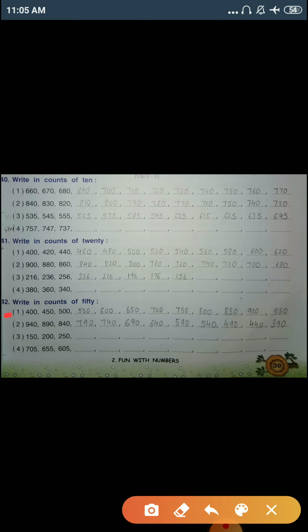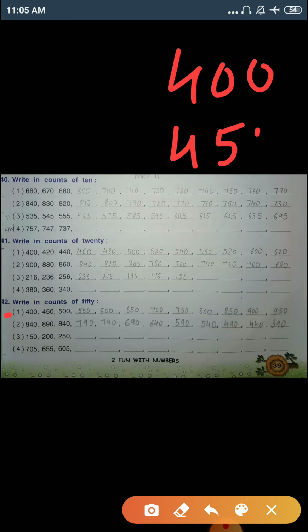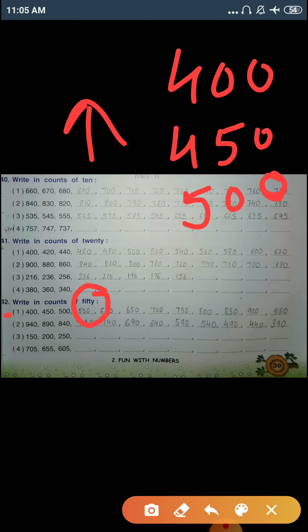So let's see. 400, then 450, then 500. The number is in increasing order or decreasing order? Yes, the number is in increasing order. So for finding out the next number, we are going to just add 50 to the number. Why 50? Because the counting is in 50. So 0 plus 0, 0. 0 plus 5, 5 and 5 as it is. So the next number is 550.